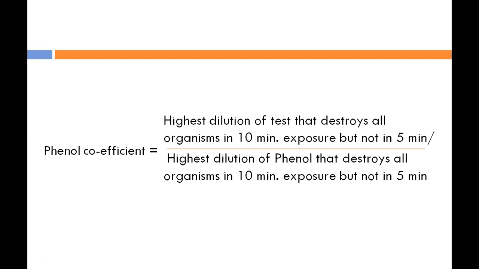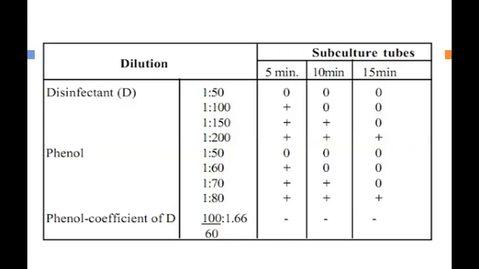But let's understand the meaning of the formula. This is the observation table for all sets of test tubes that we just discussed, observed for 5 minutes, 10 minutes, and 15 minutes. The first one is the disinfectant, and the dilutions of disinfectant are listed here: 1:50, 1:100, 1:150, and 1:200. Below that, the dilutions of phenol are listed: 1:50, 1:60, 1:70, and 1:80.